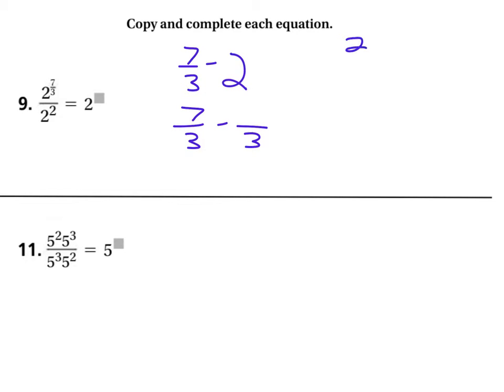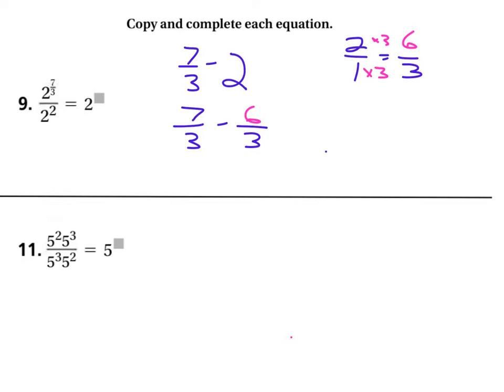Okay, so 2, or 2 over 1, equals how much over 3? Well, as you can probably, hopefully you know this, if you multiply the bottom by 3 to get what's there, 3, then you need to also multiply the top by 3, and you should end up with 6. So you get 7/3 minus 6/3.